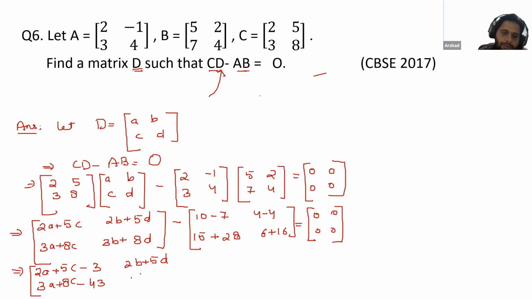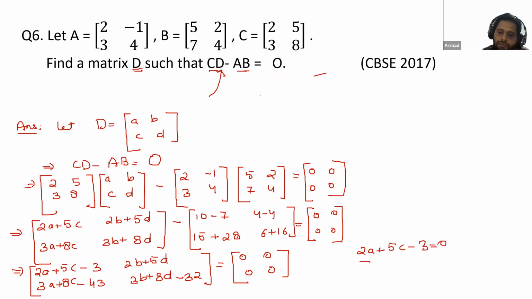And this is 3b plus 8d minus 32, and this is equal to 0, 0, 0, and 0. Okay, now please check here. So here you have the first element 2a plus 5c, and here you have the third element. So you can compare these with 0. So you will get 2a plus 5c minus 3 is equal to 0. So from here you will get 2a plus 5c is equal to 3.